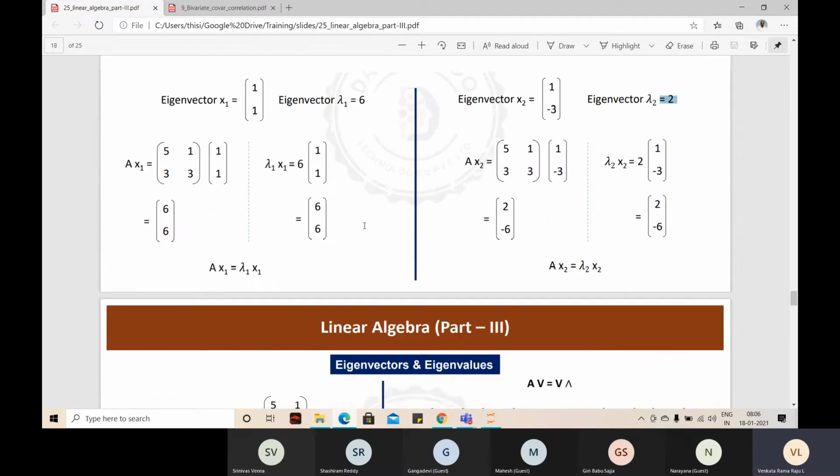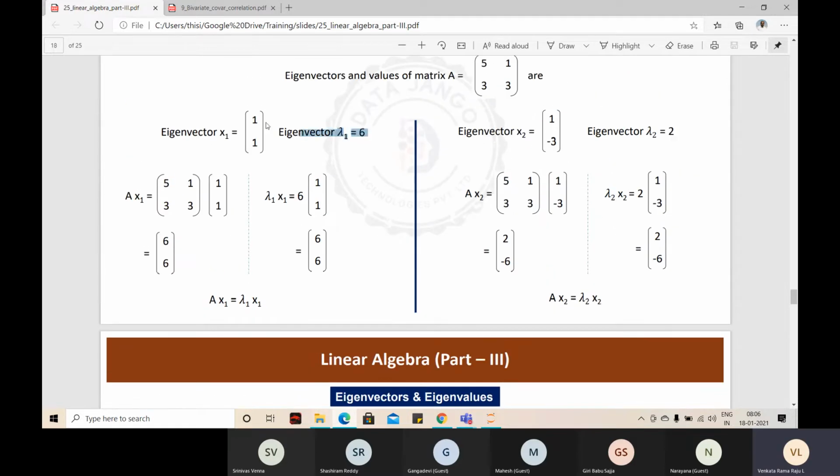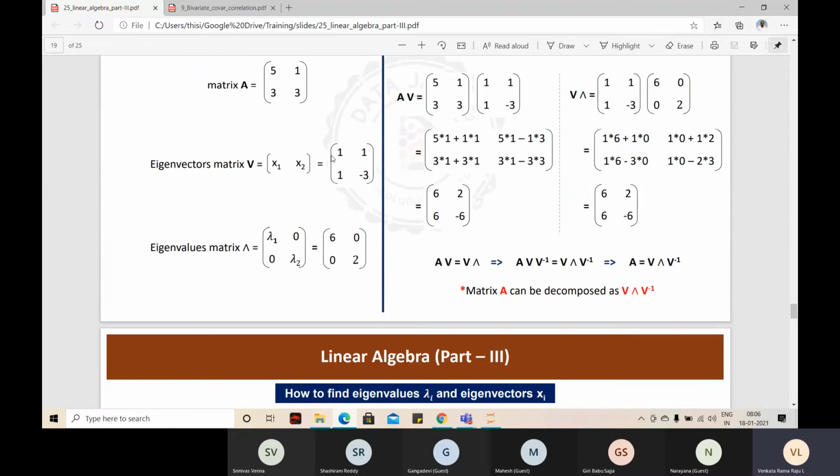Similarly, the eigenvector for the bigger eigenvalue will come first in the eigenvector matrix. See, this 1, 1 is the first vector, 6 is the first value. 1, minus 3 is the second vector, 2 is its eigenvalue. Like this, you need to form them. After finding the eigenvectors and eigenvalues, you need to follow this convention. The first bigger value will come first, and the eigenvector associated with it will come as the first column in the eigenvector matrix. The vector associated with the second value will come as the second column. If you have more, you will get more.